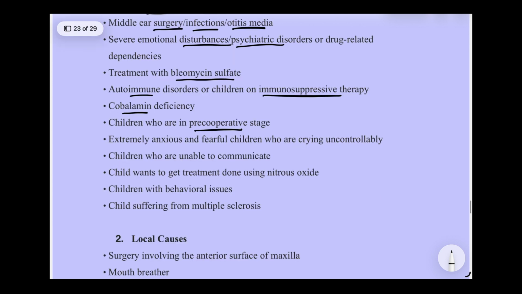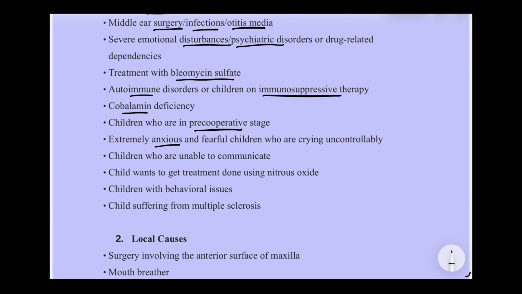Children who are in the pre-cooperative stage. The children do not have a cognitive ability developed enough to understand the use of a nasal hood. A child who is less than 30 months usually will not understand putting a mask on the nose. Even if they allow it, they may not let it stay there for more than a few minutes. If the mask is put forcefully on the child's nose by using restraint, then the child may get more anxious.